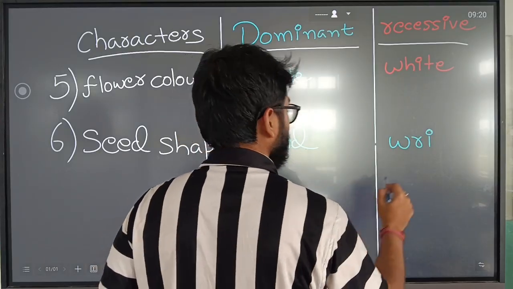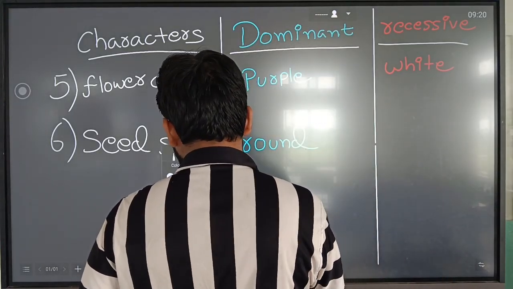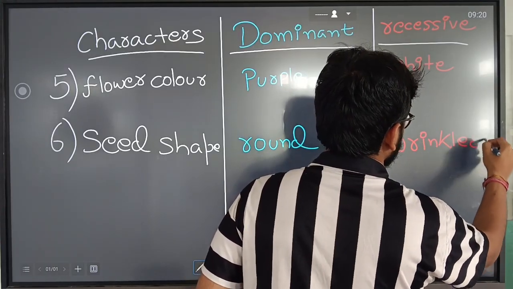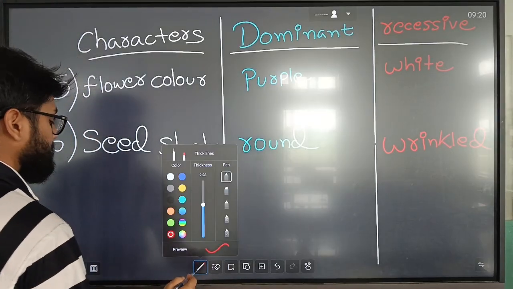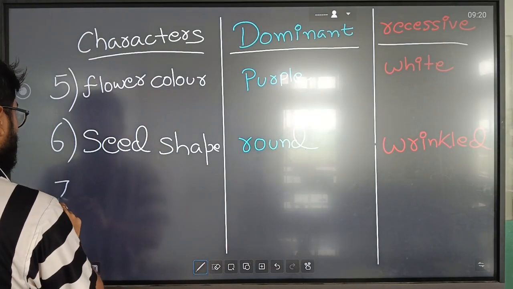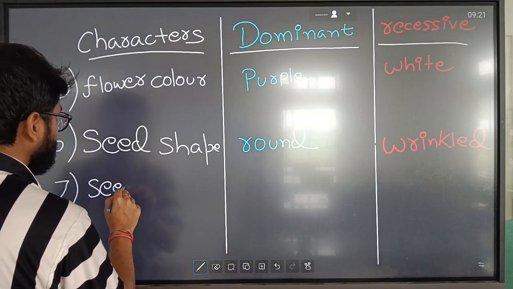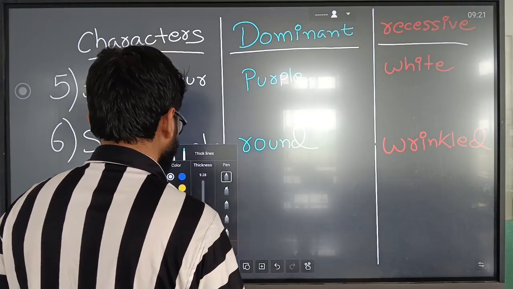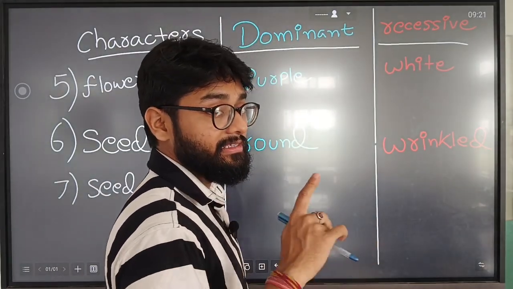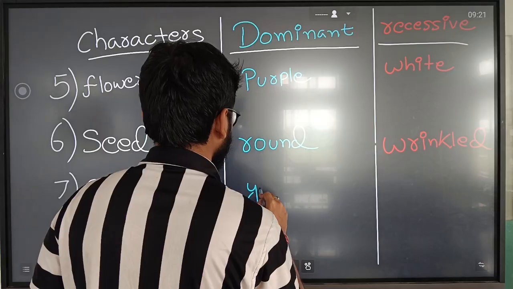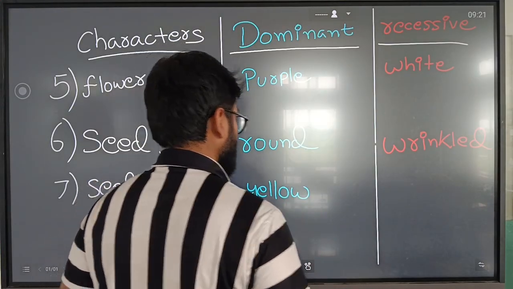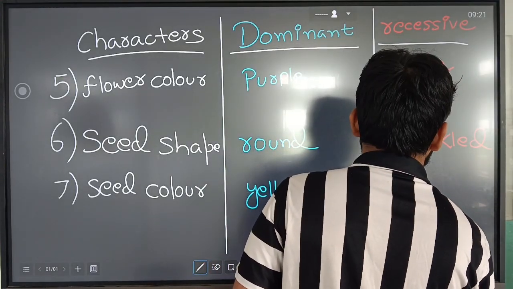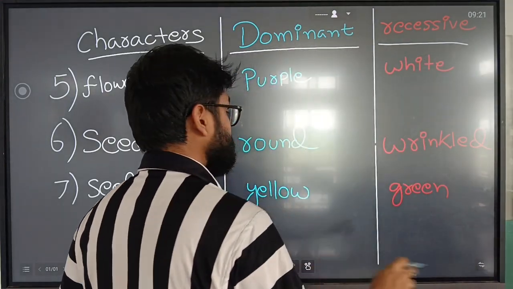Oh, my bad. You will find it to be wrinkled, correct? Now the only thing that is left is the color of the seed. Again, there is the difference. In here your dominant is yellow and your recessive is green, for the seed color.